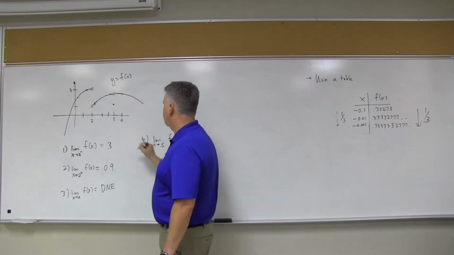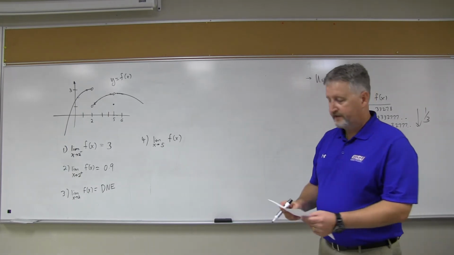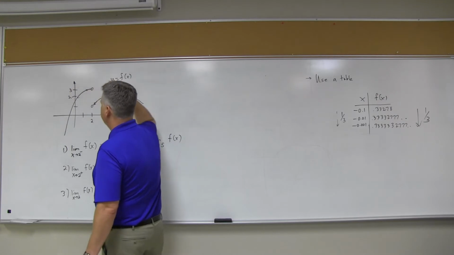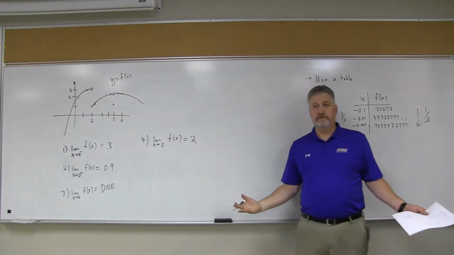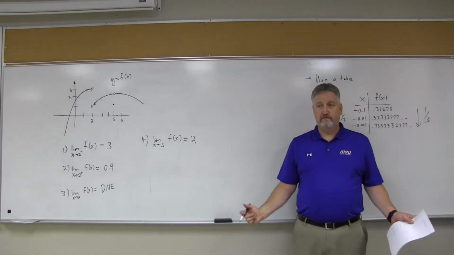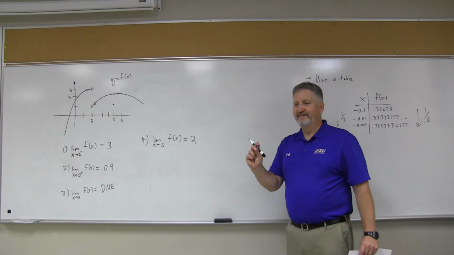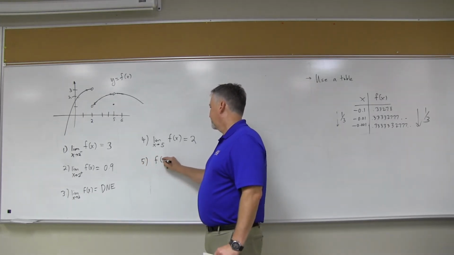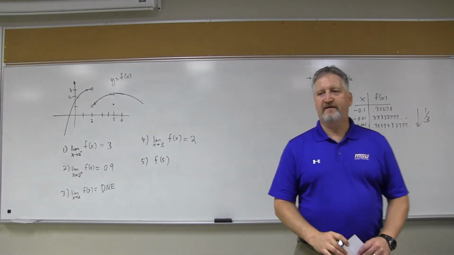So what's the limit as x approaches 5? Well, it looks like it's that circle right up here. My graph's a little off because that looks like it's pretty close to 2 there. So that one does have a limit as x approaches 5. However, we talked about another one, similar one, earlier. What's the actual function value at 5?